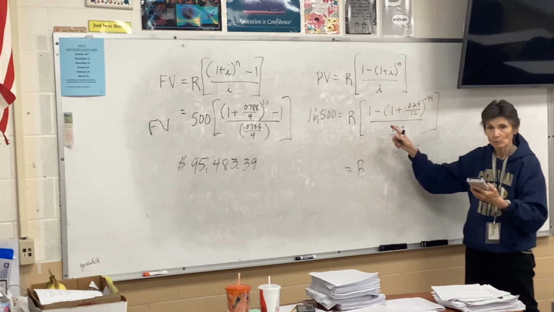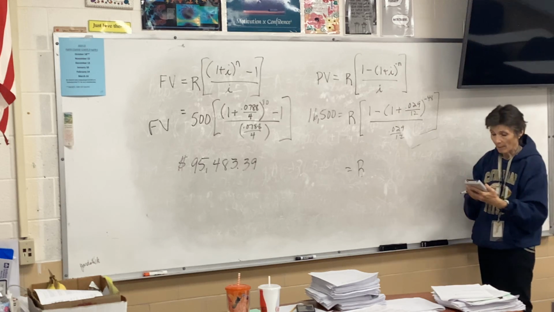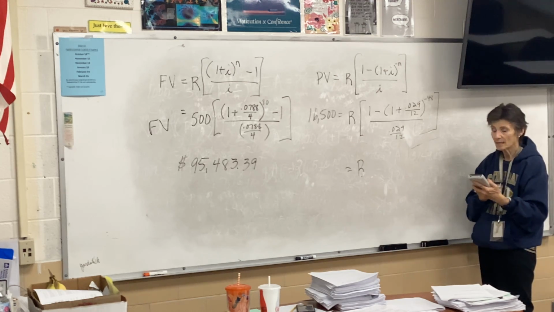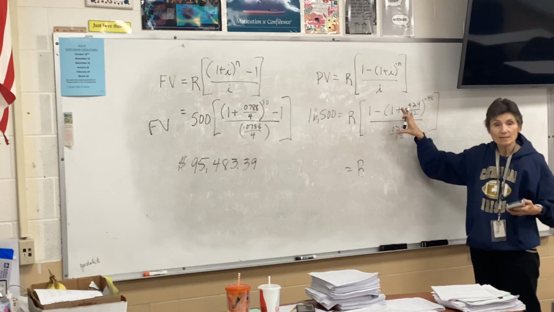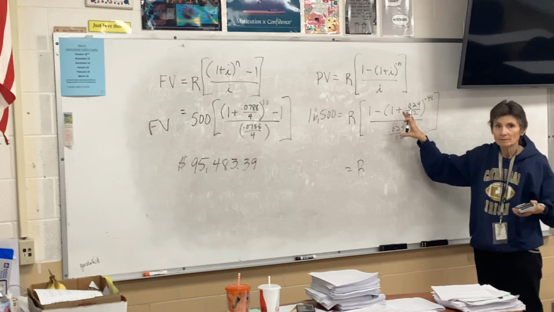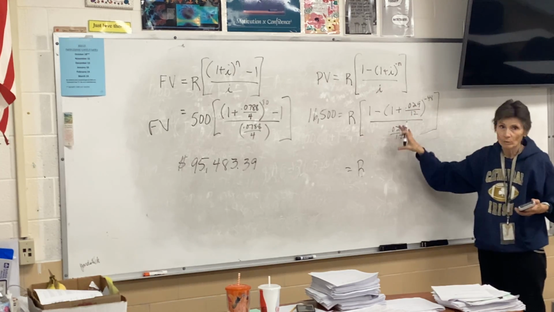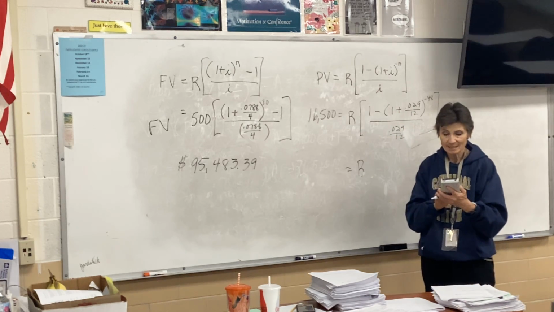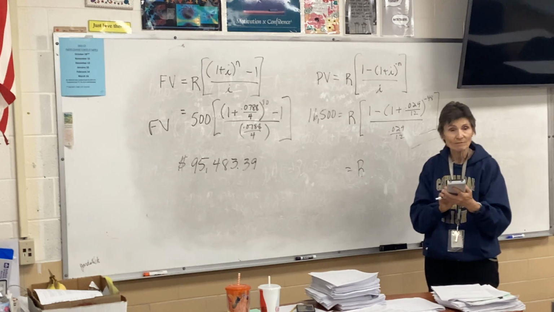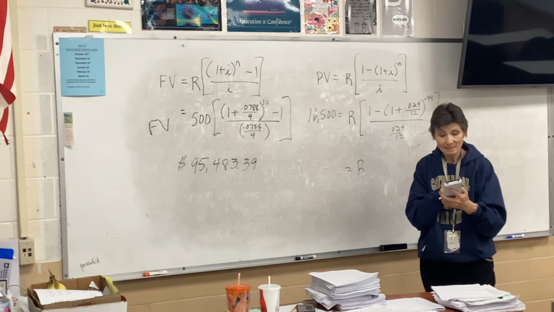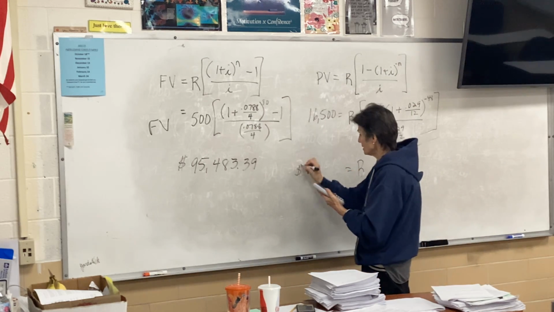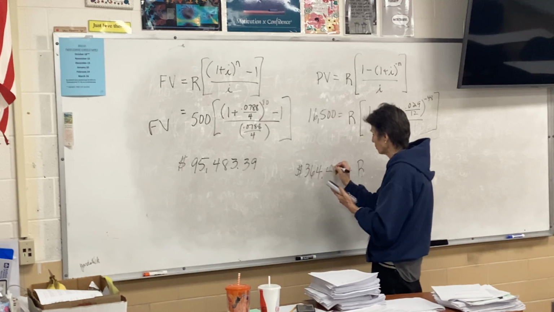So now I have my numerator. Now I'm going to divide that by parentheses, 0.029 divided by 12 equals, and now I have this number right here. I've got 45 point something. So I have to divide both sides by that. So I'm going to take $16,500 and divide it by the second answer. And my payments are going to be $364.49.